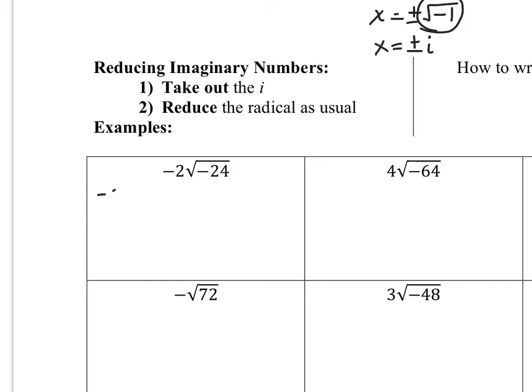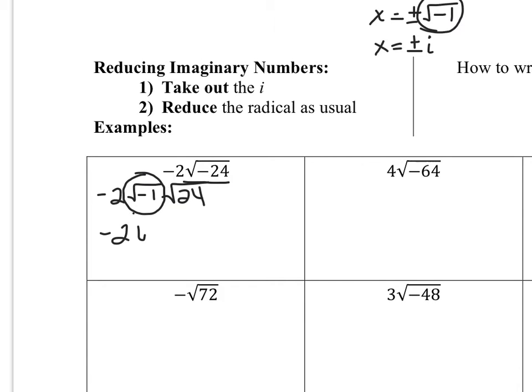I do this my first time so that you can see where that i comes from. This particular step I generally don't do every time because it's really unnecessary. But if you know that the square root of -24 is the same as the square root of -1 times 24, because -1 times 24 is -24, then I know that the square root of -1 is i, so that's -2.